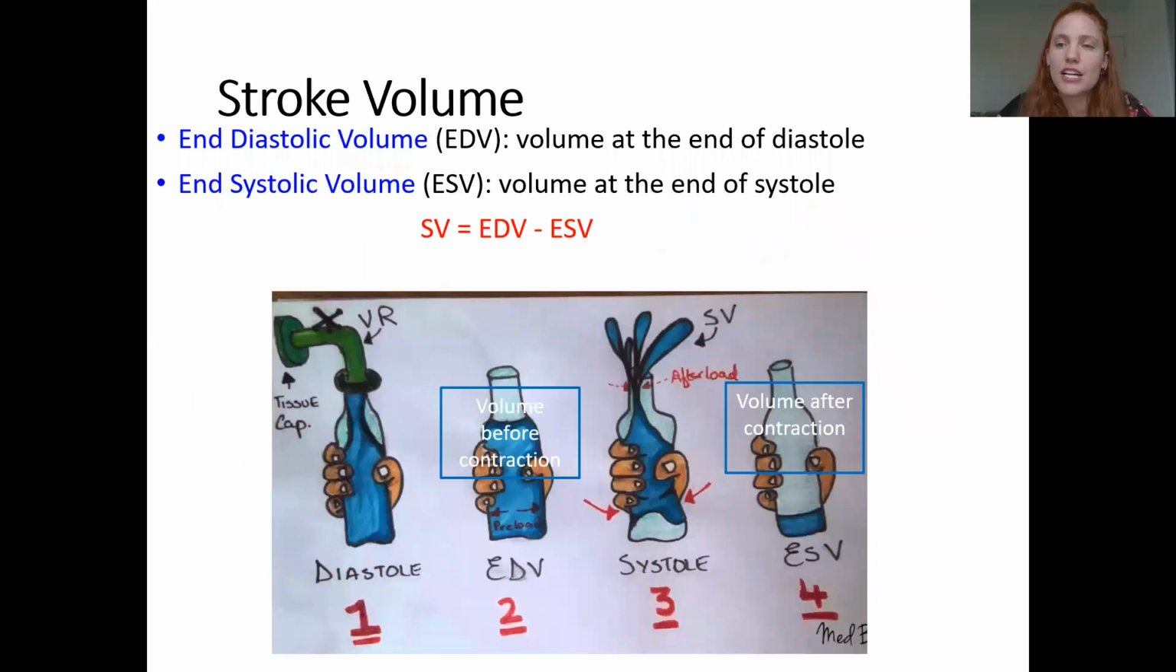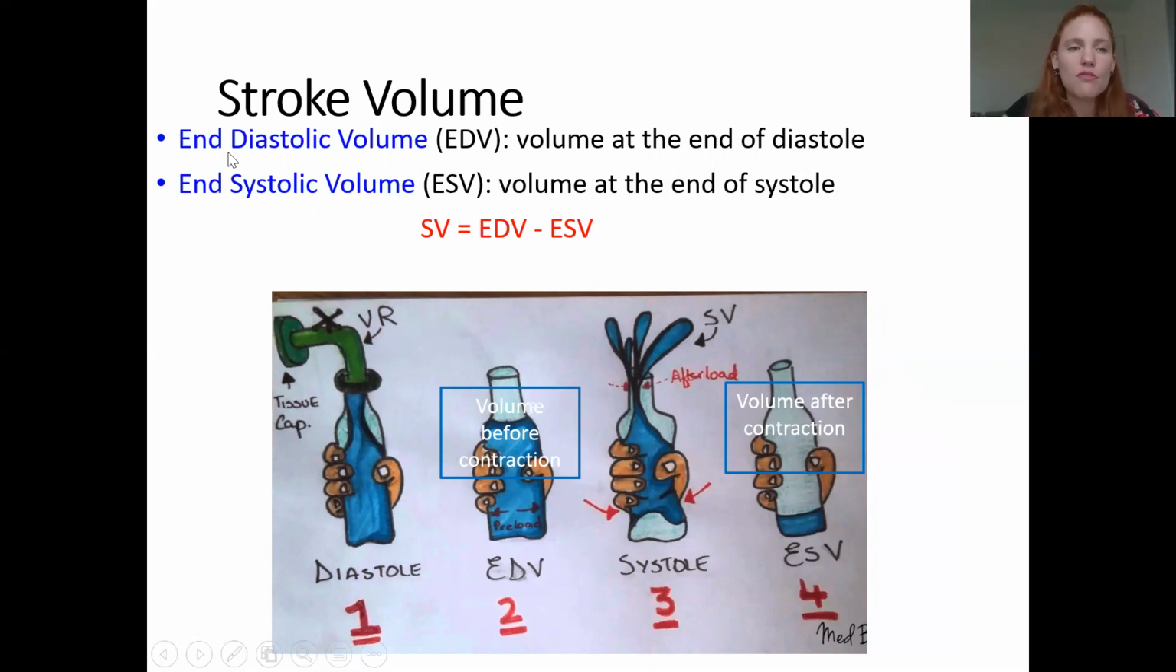Okay, so let's look at stroke volume. Remember, stroke volume is the amount of blood that comes out of the heart every time it contracts. The unit for stroke volume is usually milliliters or liters. Okay, so it's a volume unit. There are two factors that affect stroke volume. You have end diastolic volume and end systolic volume. Now those sound very similar, so let's slow down to make sure we really understand what that means.